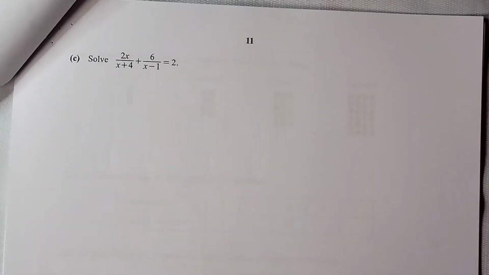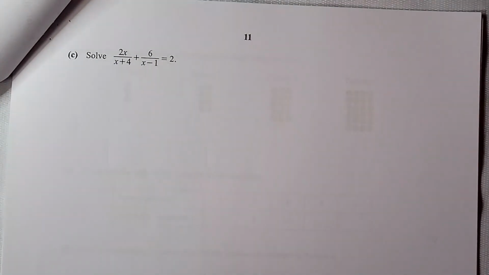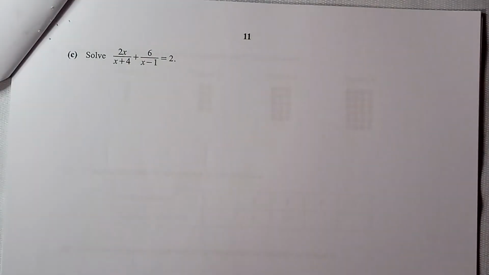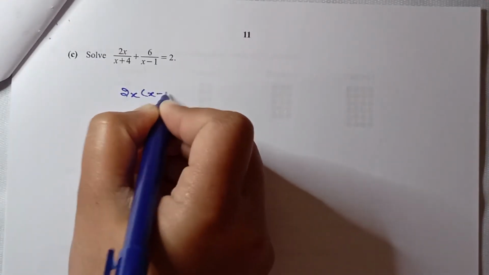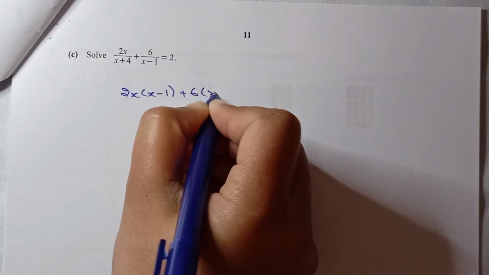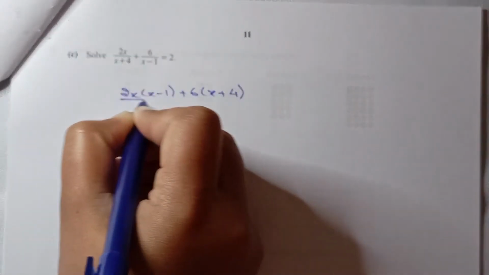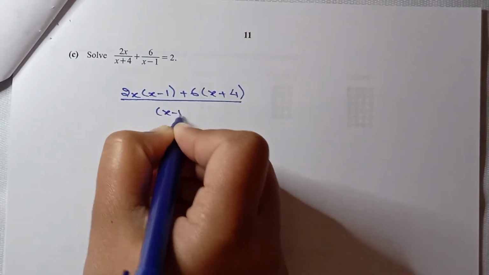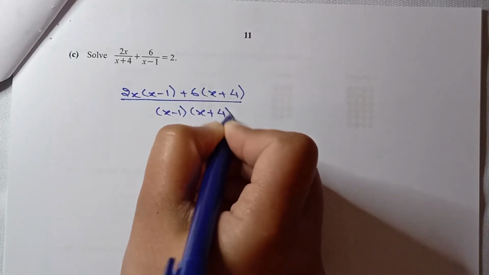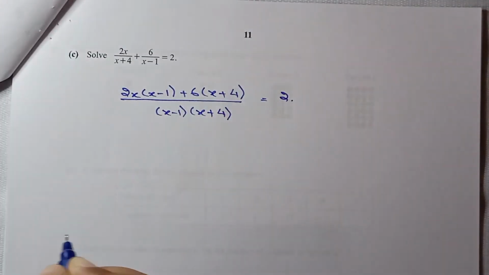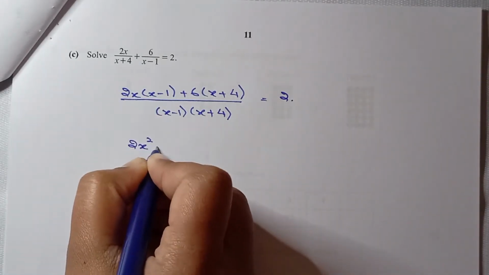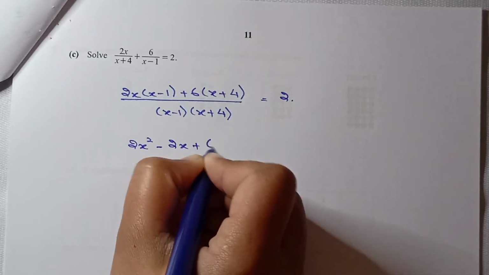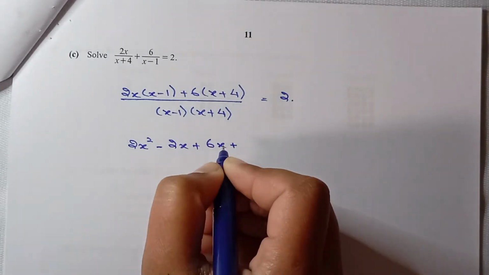Now for the c part, we need to solve this rational expression. So we need to take the LCM by cross multiplying. 2x is multiplying with x minus 1 and plus 6 is multiplying with x plus 4 and dividing with x minus 1 into x plus 4, and this would be equals to 2. Now in the next step, we need to do a cross multiplication. So 2x square minus 2x plus 6x and plus 6 times 4 would be 24.